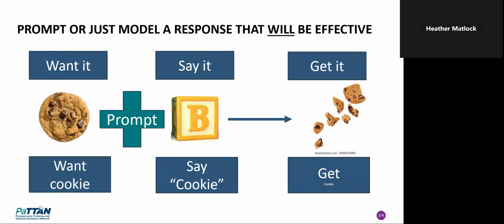If the behavior has stopped for the entire 10-second pause, you're going to prompt a response that will be effective. If your child can't yet respond with a prompt, then here's where you're just going to model that response. You're going to show them what they can do instead of the challenging behavior, and then try to teach them to use that.